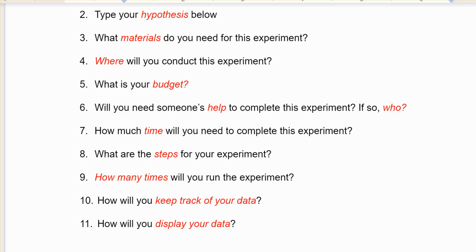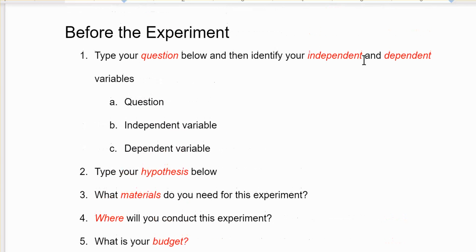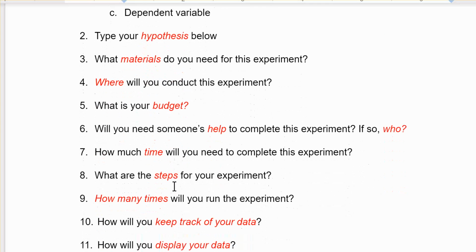So I'm actually using your design document right here, and we're just going to go over step by step what it is you need to do to figure out how to design your experiment before you jump in. So at this point, you've already done your question, you've figured out your independent and your dependent variable, and you've made your hypothesis, what you think is going to happen. So here's the big part.